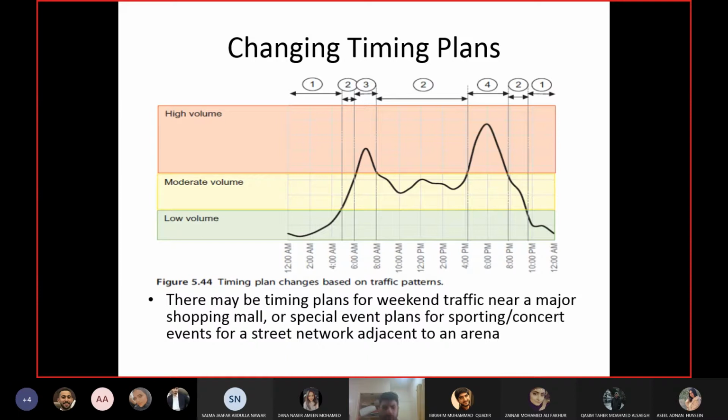And sometimes, for example, they are giving some examples here, that the timing plans may be changed for weekend traffic near a shopping mall, because weekend traffic near a shopping mall will be way higher than any other traffic, or any special events near a sporting or concert events. We have recently the example of the Formula 1, right, or the street network which is adjacent to an arena. So in these cases you may need special timing plans.